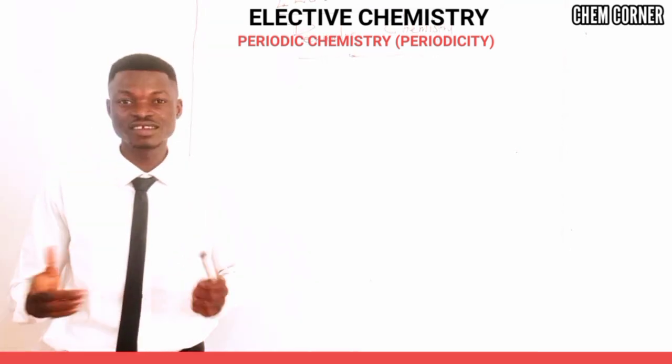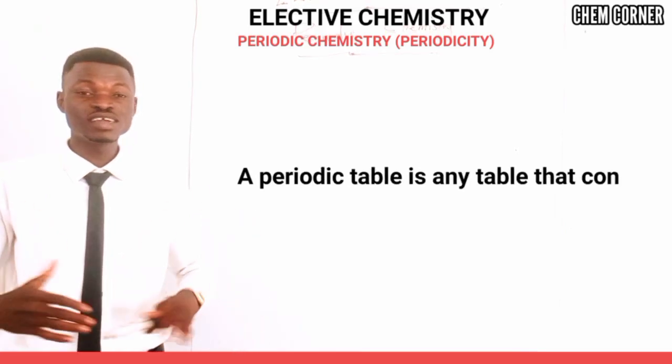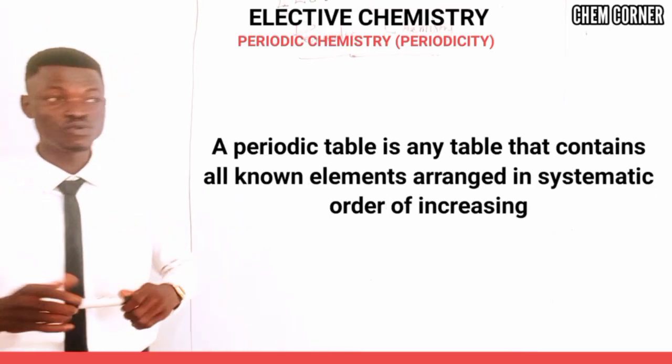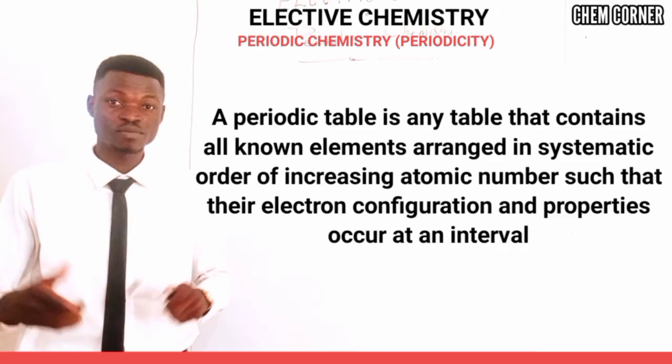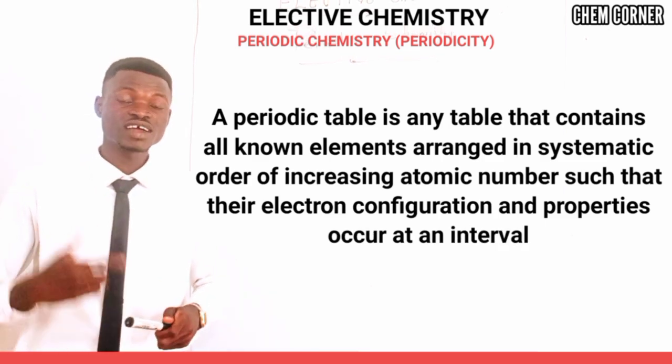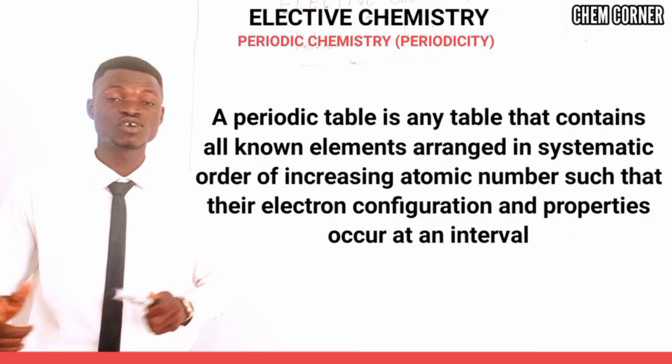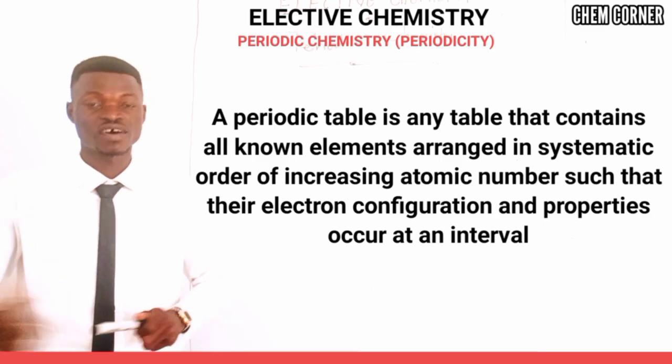What is then the periodic table? A periodic table is any table containing all known elements arranged in systematic order of increasing atomic number, such that their outer electron configuration and properties occur in an interval.